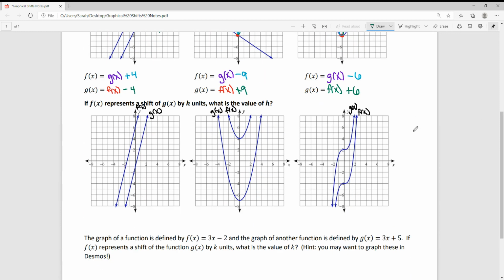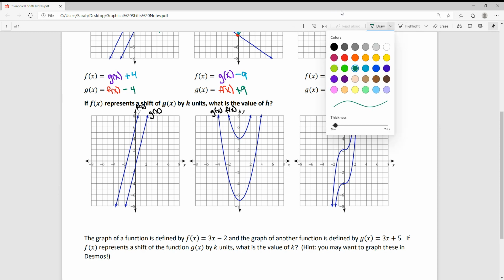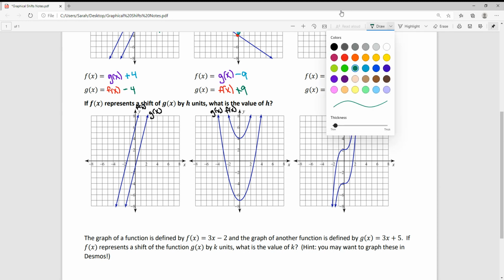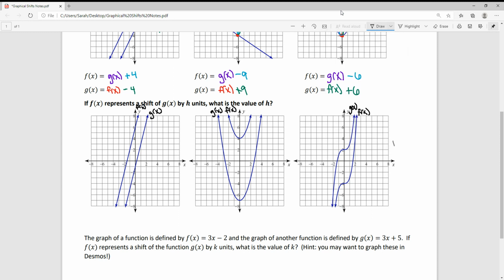The next few graphs are very similar, but let's actually look at what they're asking first. If f of x represents a shift of g of x by h units, what is the value of h? Basically, what they are interested in is f of x. Let me do that in a different color so I don't mix it up with what we just wrote. I'll write to the side here. So we have f of x represents a shift of g of x by h. So we're saying f of x equals g of x plus something. We want to know what that something is. Whatever that number is, whether we've gone up or down, that is what we're after.